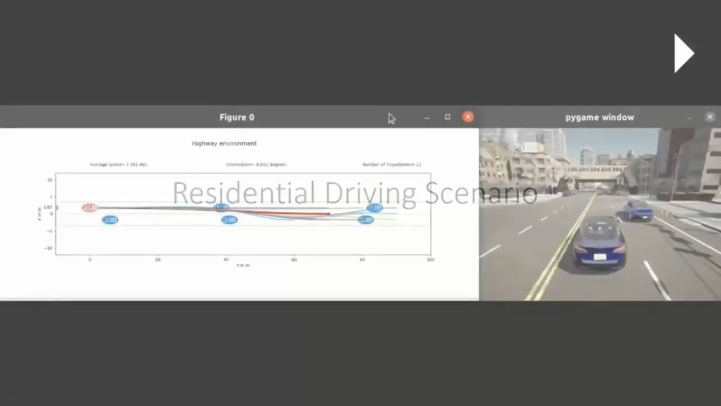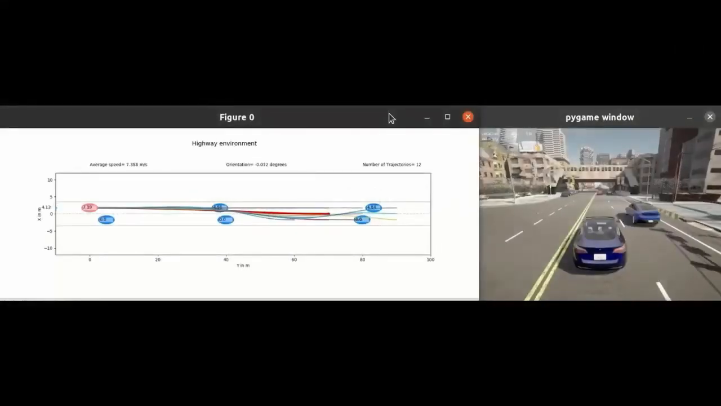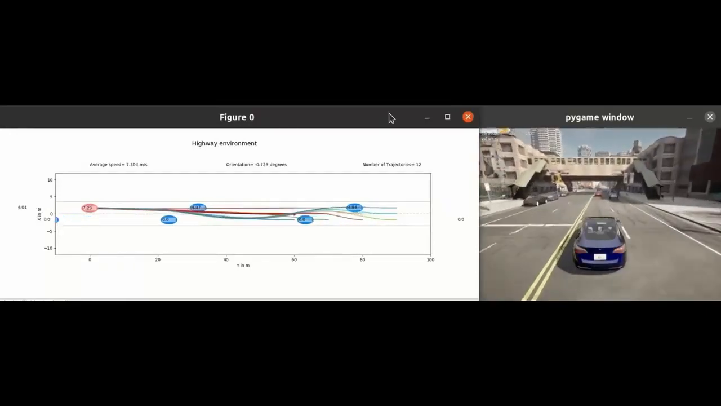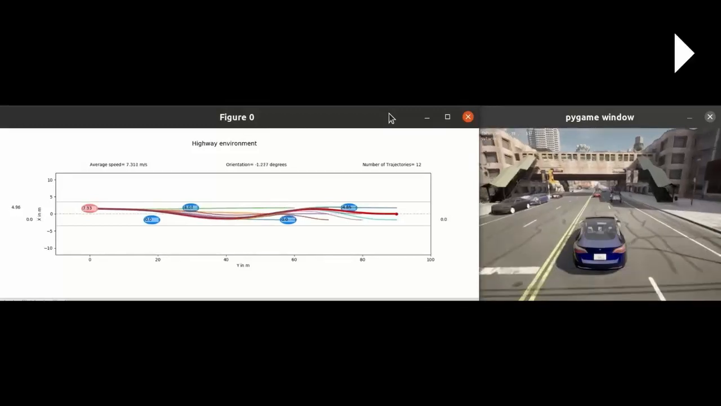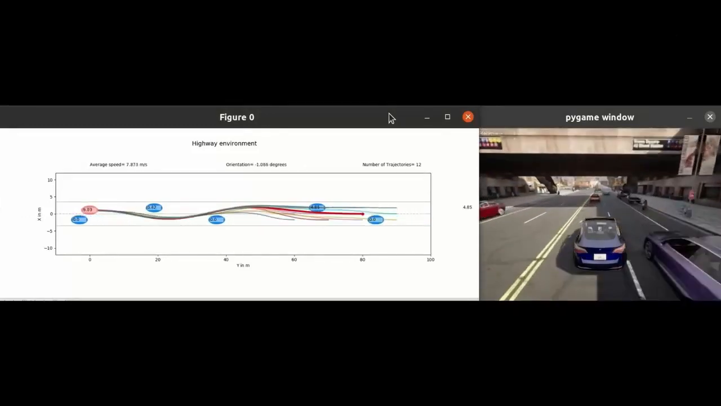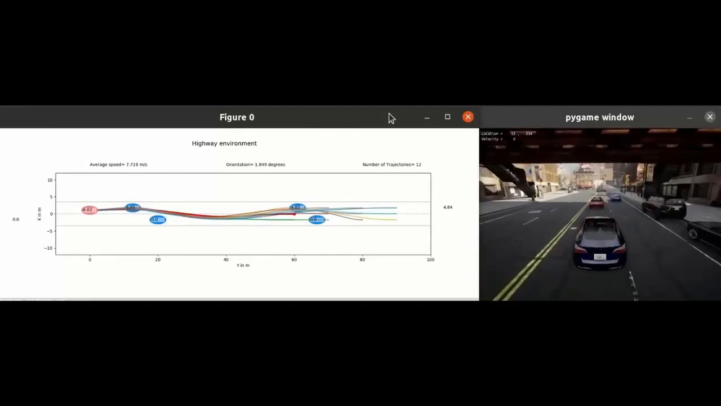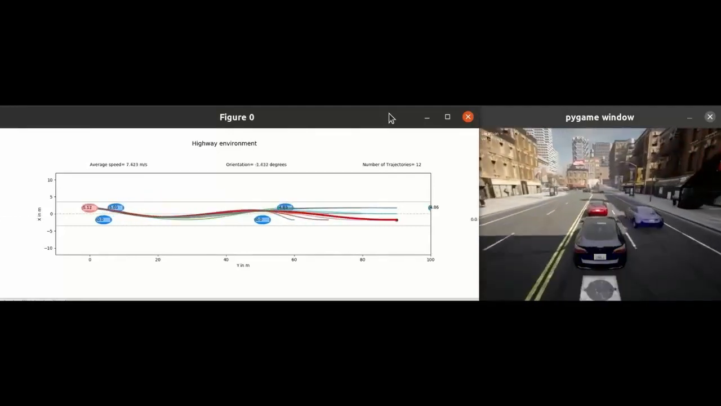We now present a residential driving scenario in a state-of-the-art simulator called Carla. As you can see, there are several parked vehicles with zero velocity, and the ego vehicle needs to avoid collisions with the parked vehicles as well as the slow-moving vehicles in the front to maintain the desired cruise velocity of 7 meters per second.